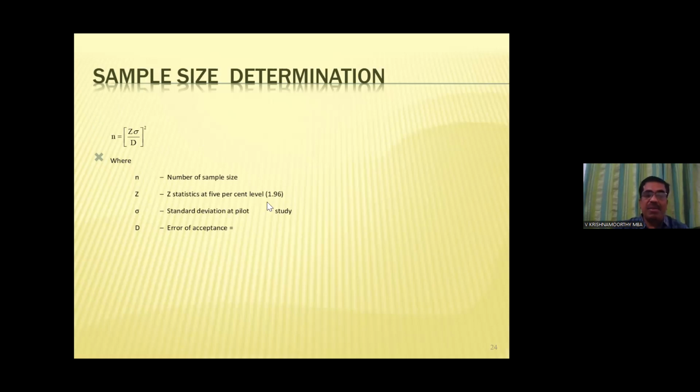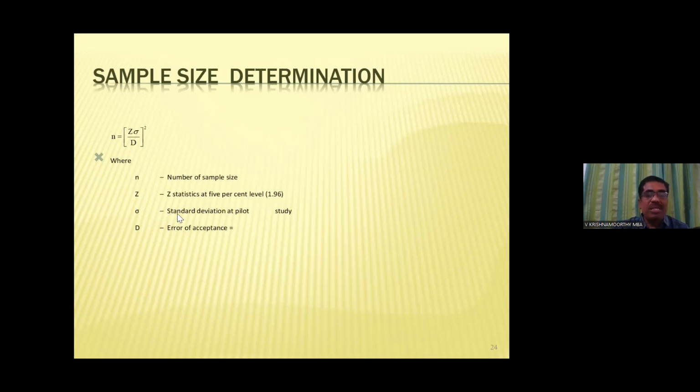Z stat 6 at 5% level. So what is the value of z stat 6 at 5% level? 1.96. This is the z stat 6 value at 5%. Normally, whenever we do hypothesis testing, we may fix 1%, or sometimes we may fix 5%. Sometimes we may fix 10%. Okay, that is a significance level. So z stat 6 at 5% level is 1.96.